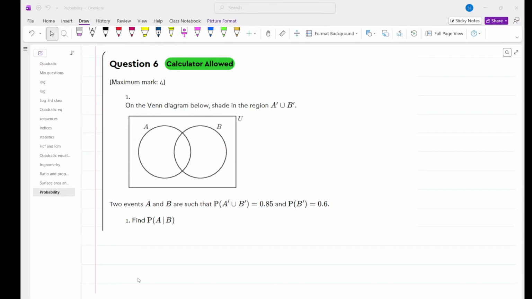So, set theory is in your syllabus, right or wrong? Let me read. It says set notation. Set notation means yes, this is in your syllabus. So set notation is in your syllabus, probability is in your syllabus. So the combined question can also be asked.